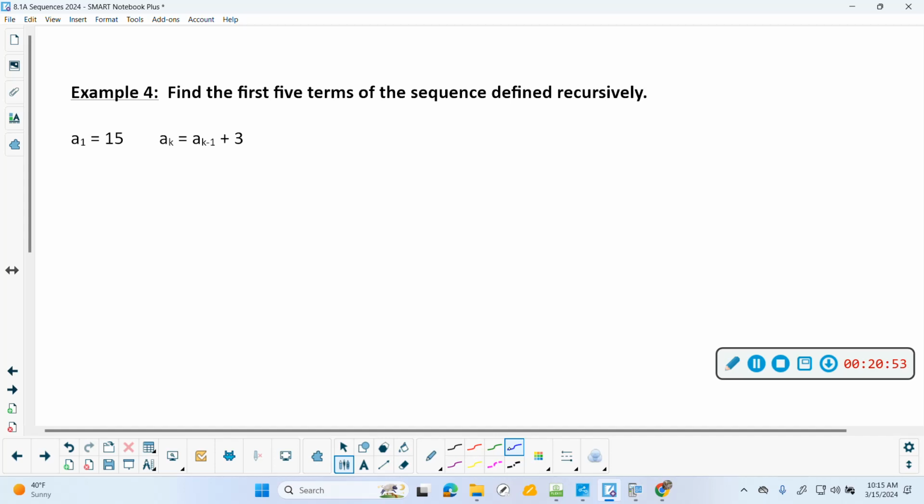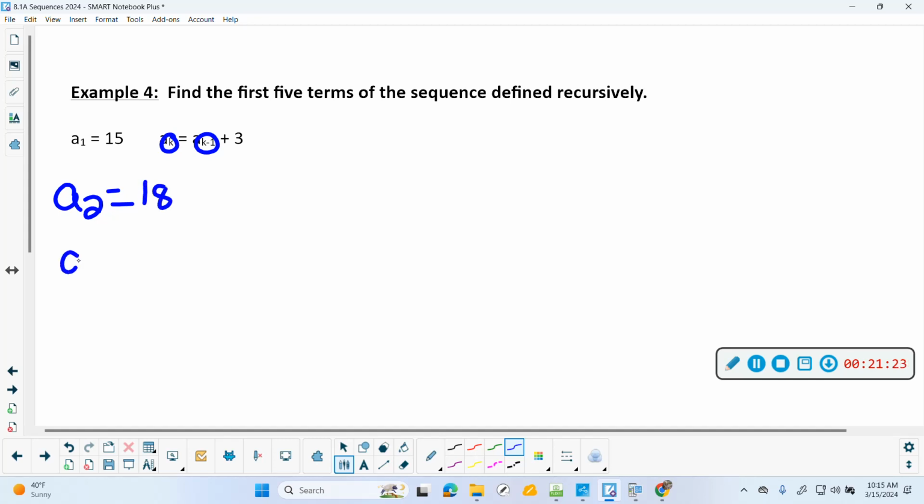Okay, find the first 5 terms of the sequence defined recursively. Now again, these are easy, but you need the last term to make the next term. You have to look at these notations. So what is higher, k or k minus 1? This is saying to get your next term, it's the previous term plus 3. Well, that's not that hard. My previous term was 15. Mental math it. What's 15 plus 3?